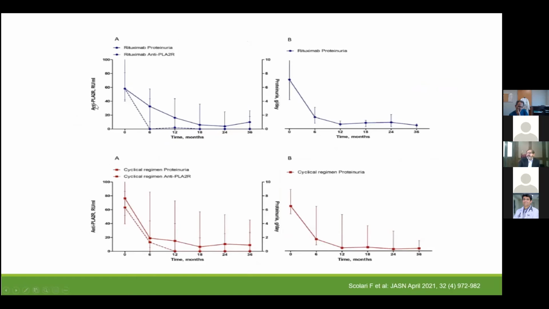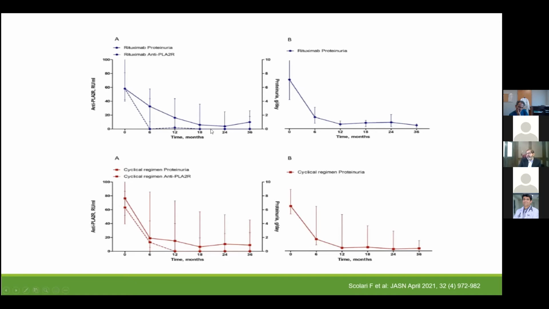Now let's take a look at the anti-PLA2R antibodies. So this is in the rituximab arm. You're comparing what happens to the PLA2R antibodies. So look at where they're starting. They're starting at 60. Look at where they're starting here. They're starting at 60. So the median cutoff that they had was about 58 RU per ml. So that's a fairly low PLA2R antibody level. So in this group, you would see a very fast drop in the PLA2R antibody.